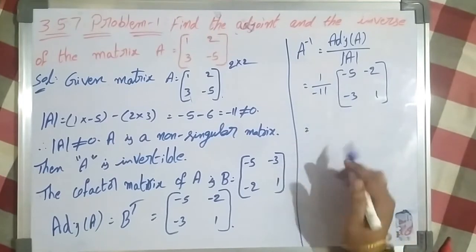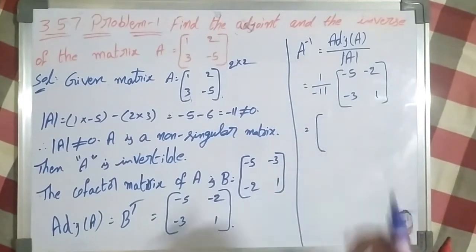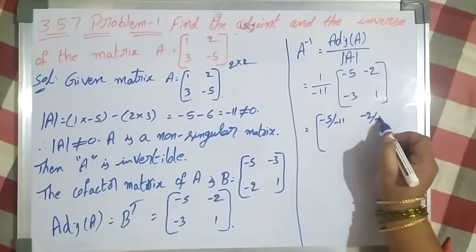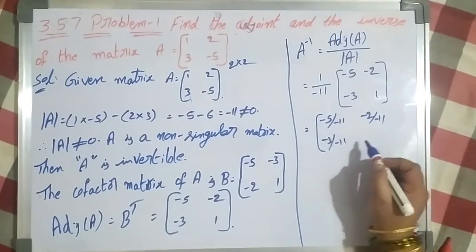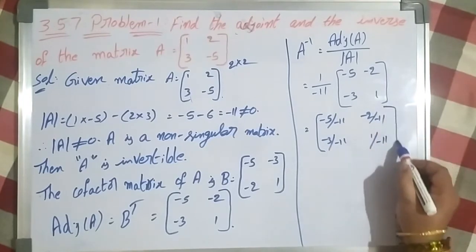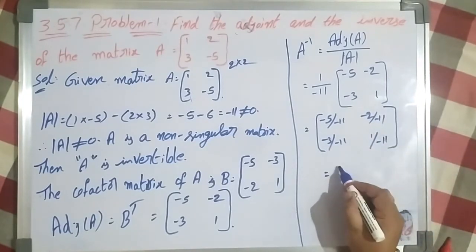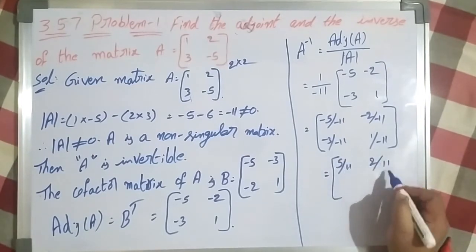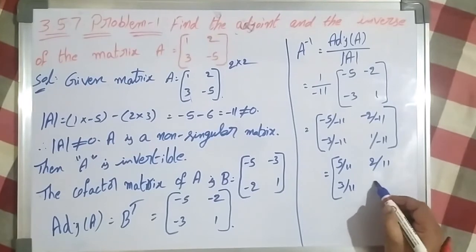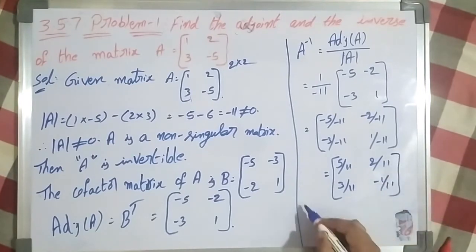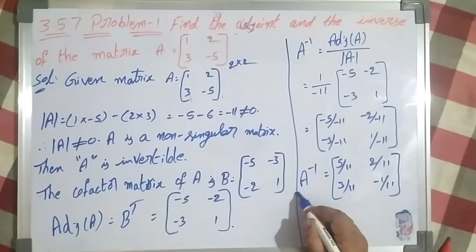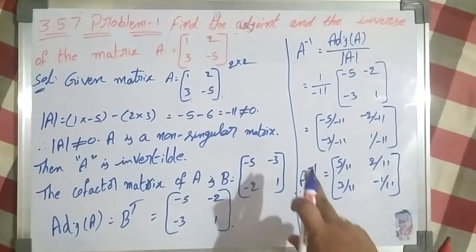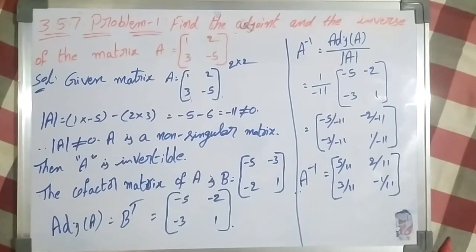Then we have to multiply with 1 by minus 11, that is minus 5 by minus 11, minus 2 by minus 11, minus 3 by minus 11, 1 by minus 11. Then that is equal to 5 by 11, 2 by 11, 3 by 11, minus 1 by 11. This is the inverse of the given matrix A.